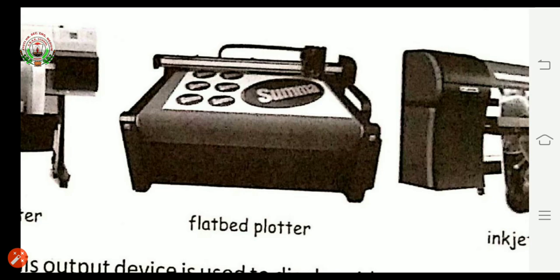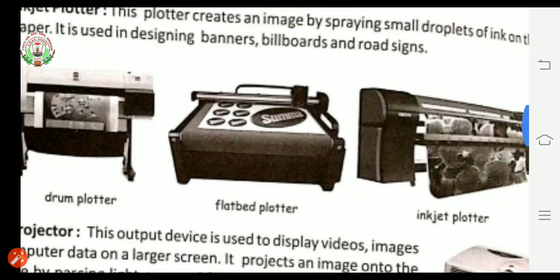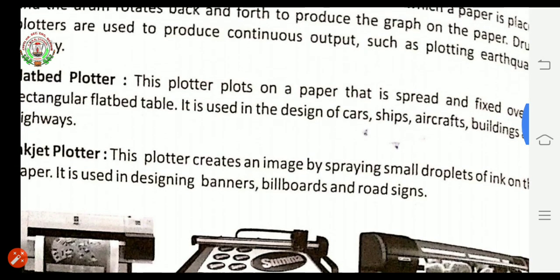Now this plotter plots on a paper that is spread or fixed over a rectangular flatbed table. Here you can see this is a rectangular flatbed table. The paper will be placed on that, spread on that, and it will be fixed. After that, this plotter will start the work, and images of cars, ships, aircraft, buildings and highways will be made.